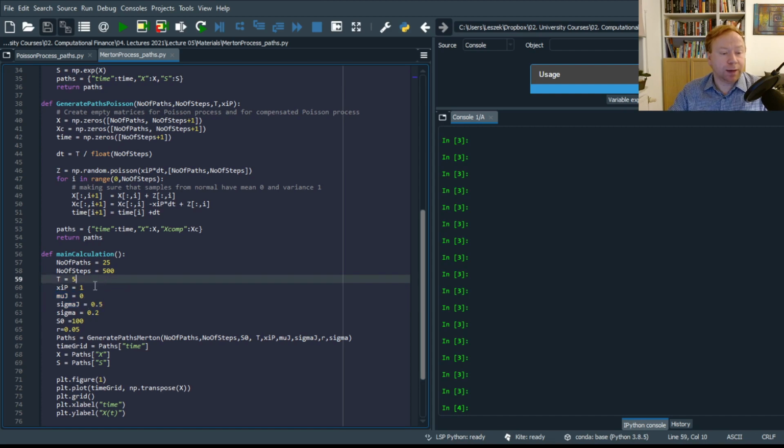Then we have xi p, so this is the intensity. We have sigma, this is the volatility parameter for the Brownian motion.